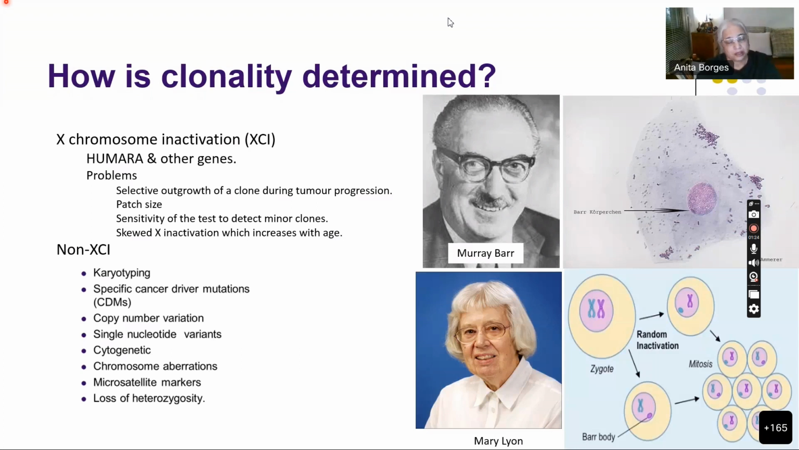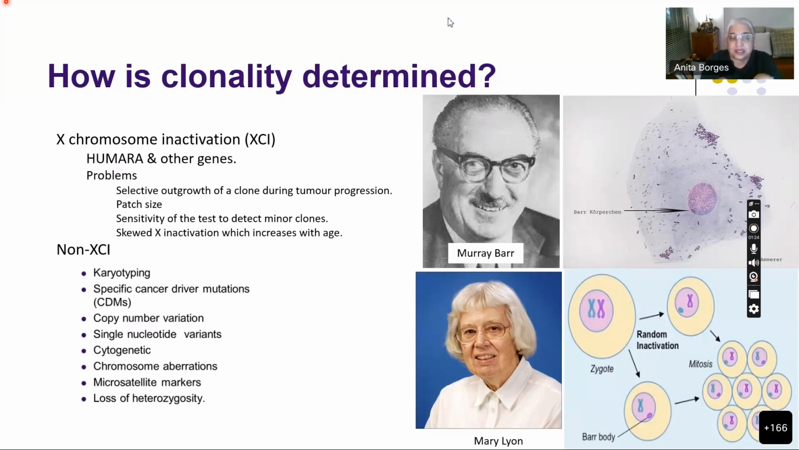The other one is not being expressed. None of the genes on that are going to be transcribed, because women have a double dose of all the genes that are present on the X chromosome. Now, why do we use this for clonality?